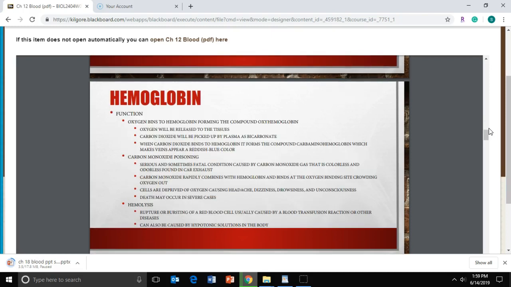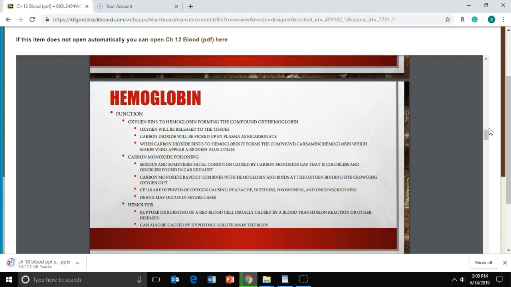When oxygen binds to hemoglobin, it forms a compound called oxyhemoglobin, which then at the tissues is able to release oxygen to the tissues, and then carbon dioxide is picked up by the cells. So we get that exchange of oxygen and carbon dioxide into the blood.